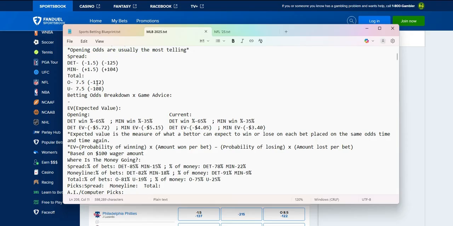Now, I would join the public only because of this minus 112 cost, but obviously that can change. Eventually, if these odds change at all, I'm going under 7.5 in this game at this minus 108 cost. I'm going under in that game.